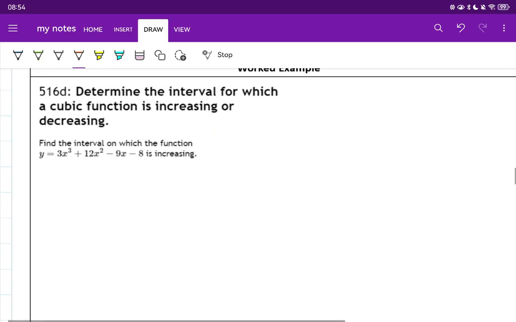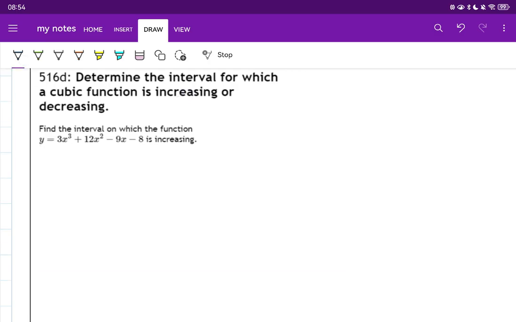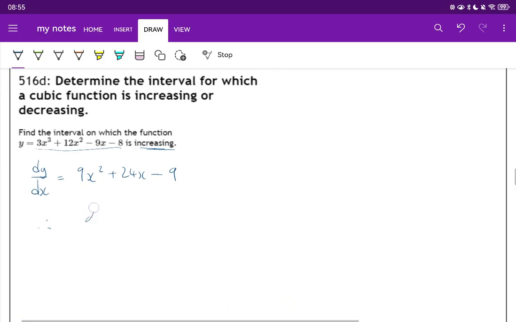Okay, so in this one, all we're given is the original curve. So in the last one, we were given the differential. So obviously, the only thing we're going to do this time is to do the differentiating ourselves first. Okay, so I've differentiated this. We want to know when it's increasing, so therefore we want to know when that's greater than 0. So that's 9x squared plus 24x minus 9 greater than or equal to 0.